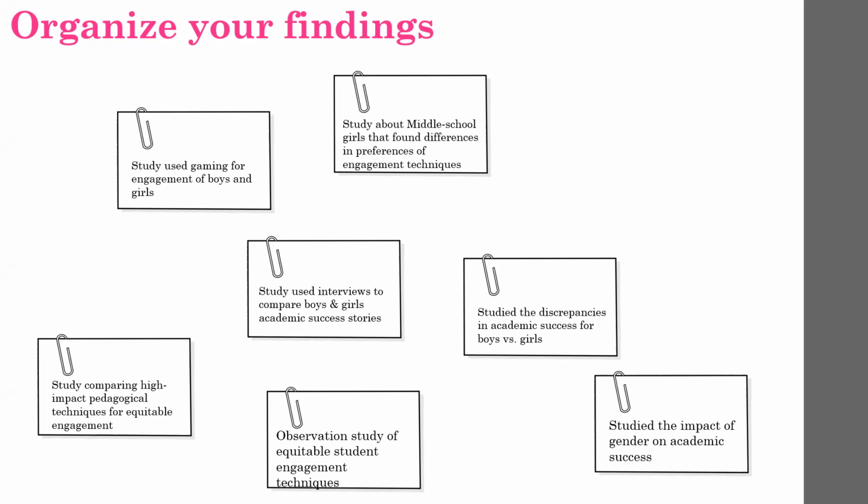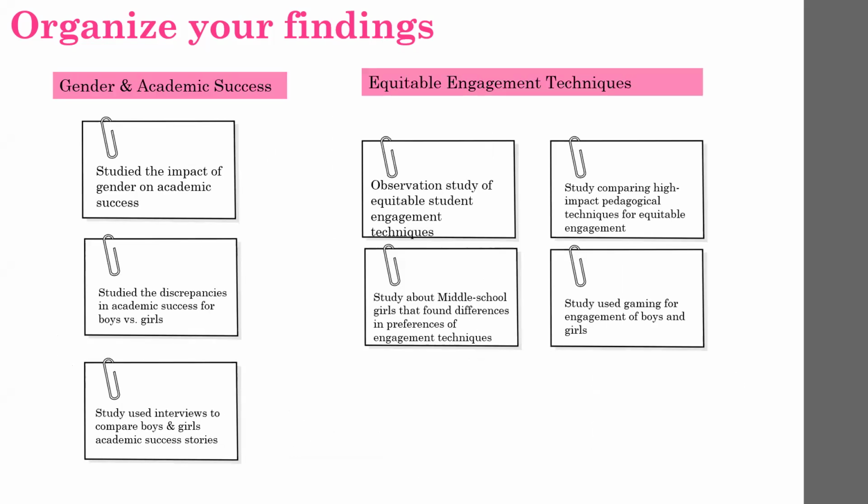If it's a quantitative study, did they find statistically significant results? If it's a qualitative study, what themes did they identify, right? And so that's where you want to focus on your findings and put those on a note card and then play from there. And there, for me, I put these 2 topics just to give you an example. Maybe you take those different articles, those different studies, and you organize them into, okay, there were 2 overlying themes, such as gender with academic success, and then equitable engagement techniques.